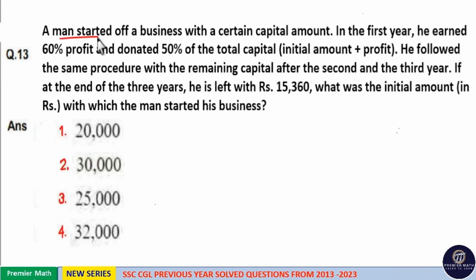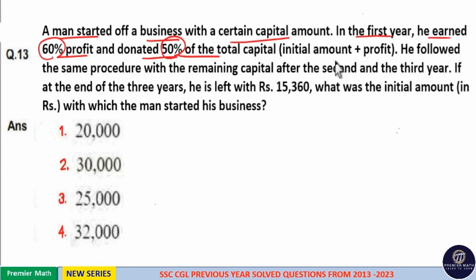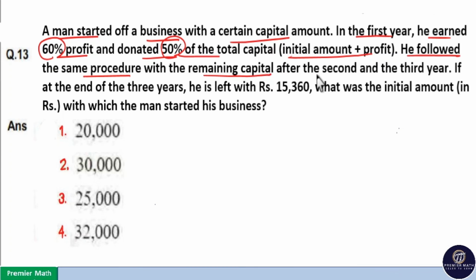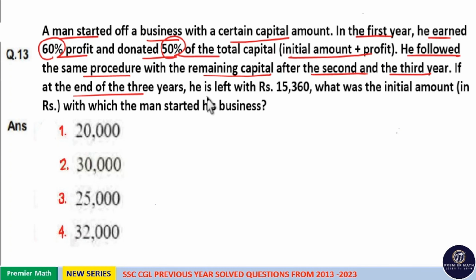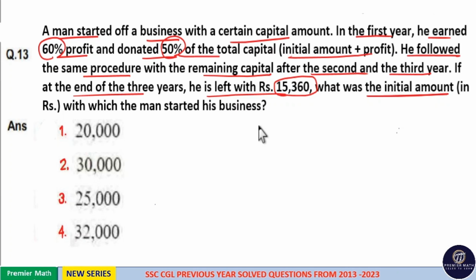Option 3. A man started off a business with a certain capital amount. In the first year, he earned 60% profit and donated 50% of the total capital, including initial amount plus profit. He followed the same procedure with the remaining capital after the second and third year. If at the end of 3 years he is left with rupees 15,360, what was the initial amount with which the man started his business?